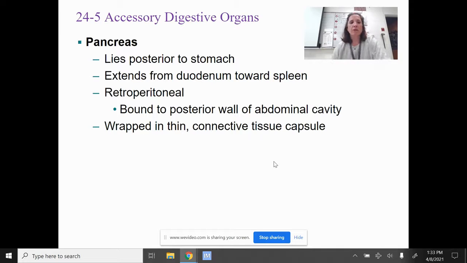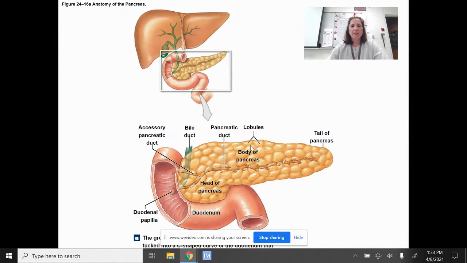All right, so that is all for your stomach. The pancreas. The pancreas lies posterior to the stomach, and it's long, and it has all these lobules, little bump-looking things, and it extends from the duodenum, which is the first part of your small intestine, towards your spleen. So it is bound to the posterior wall of the abdominal cavity, and let's take a look at it here.